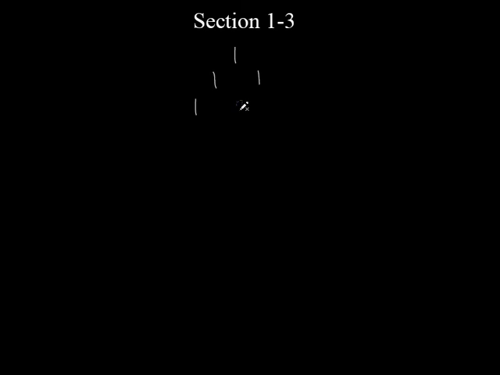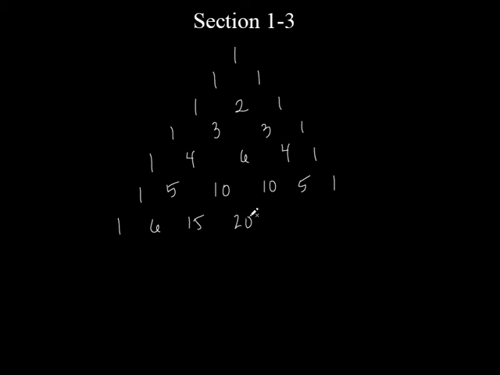We get a 1 and a 2, 1, 1, what? 3, 3, 1, 1, 4, 6. Everybody seeing what we're doing, right? You're adding these up and putting them right here. 5, 10, 10, 5, 1. Let's do one more. 1, what's this? 6, 15, 20, 15, 6, and 1.